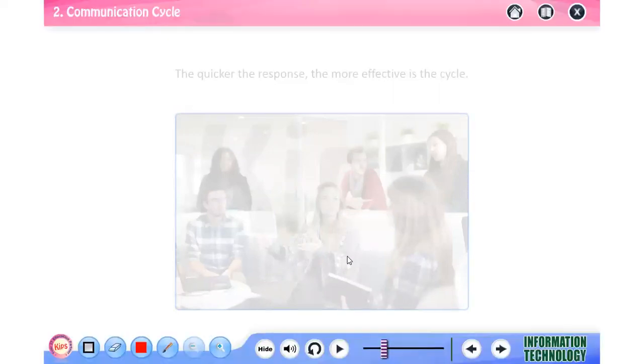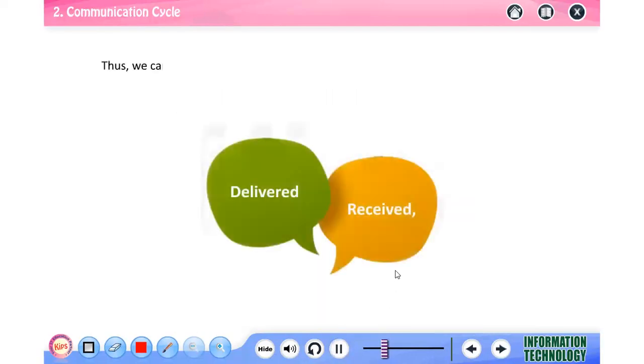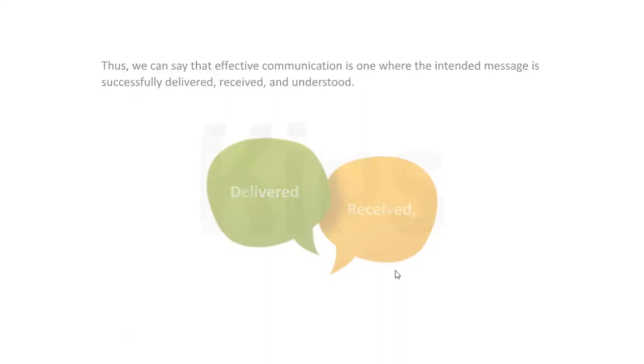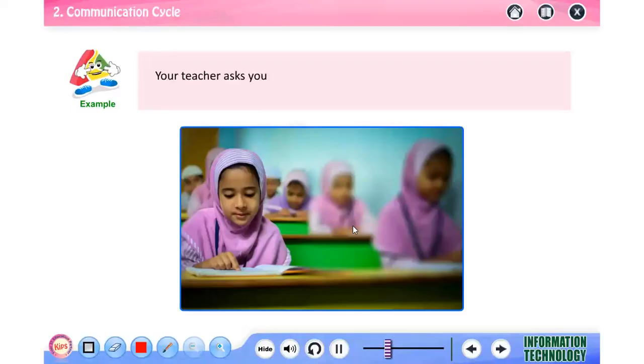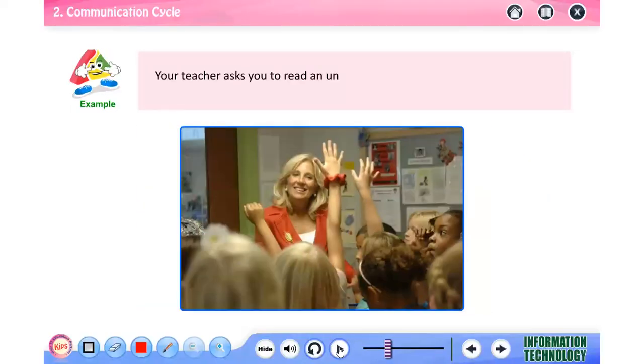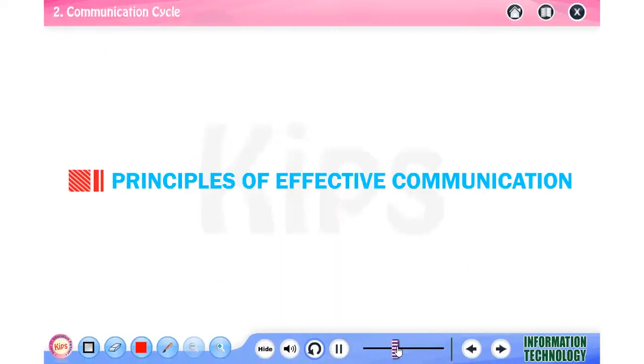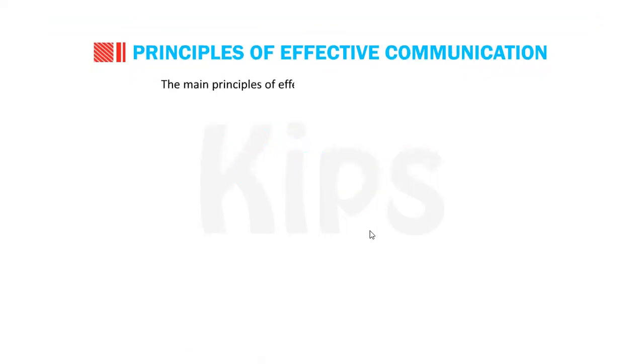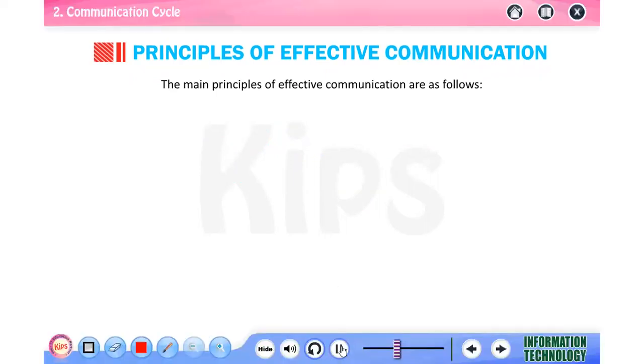Then we'll talk about principles of effective communication. Thus, we can say that effective communication is one where the intended message is successfully delivered, received, and understood. Let us understand this with the help of an example. Your teacher asks you to read an answer. Have a look at the principles of effective communication. The main principles of effective communication are as follows.